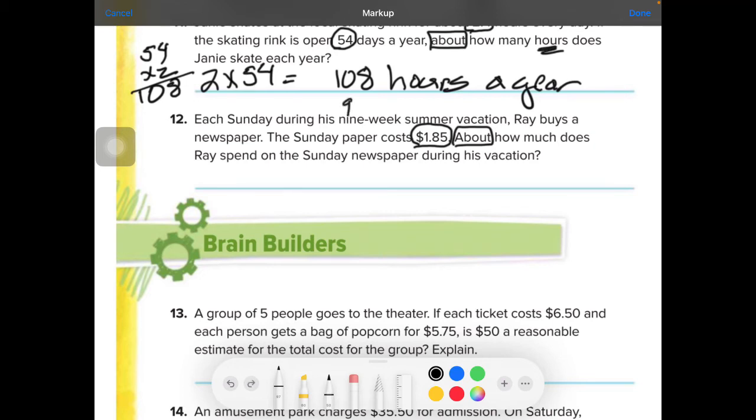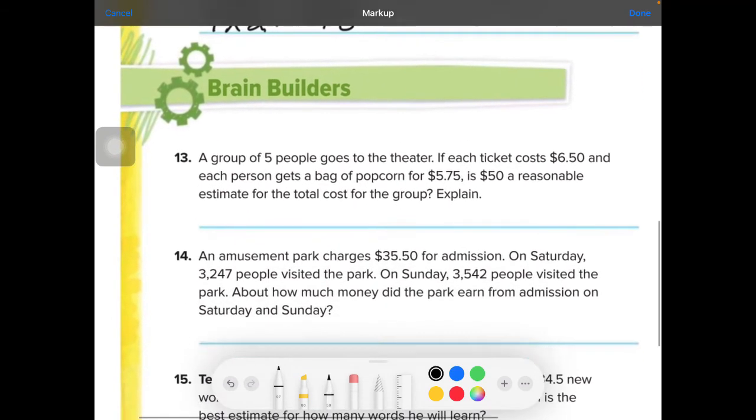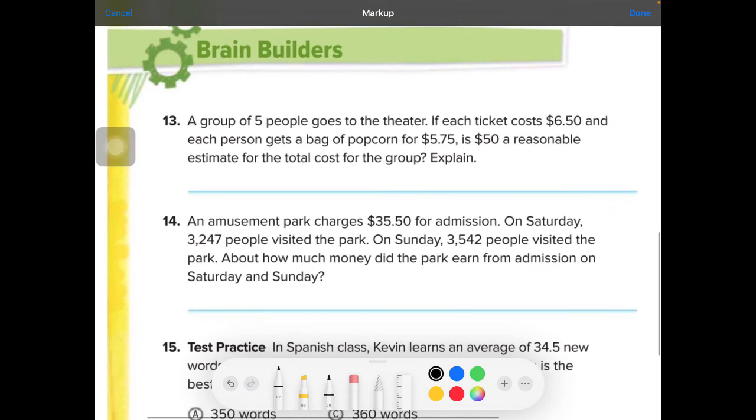Because he's not buying a paper every day. He's just buying a paper on Sunday. There's only one Sunday in a week, so there's only 9 Sundays that he's going to buy a paper. So we can just do 9 for the 9 Sundays times $1.85, which would round up to about $2. So 9 times $2 would equal about $18 that he's going to spend on his vacation.